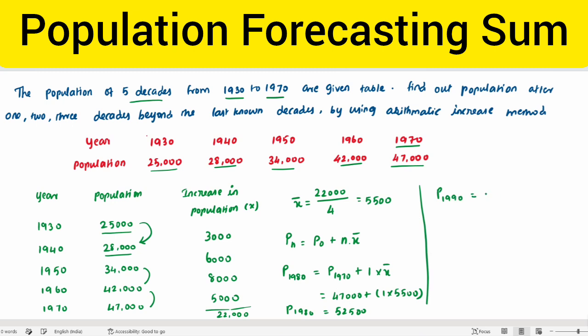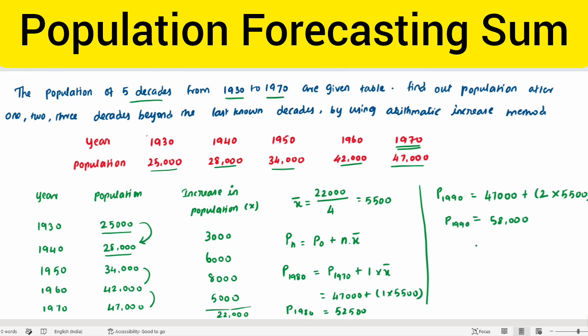Next is the second forecast, that is P 1990, equal to the 1970 population, 47,000, plus n. The n value is 2, because 1970 is the last known population and for 1990 there are 2 decades. So 2 into the x bar value of 5,500. Solving this we get the value of 58,000. So the population forecast for 1990 is 58,000.